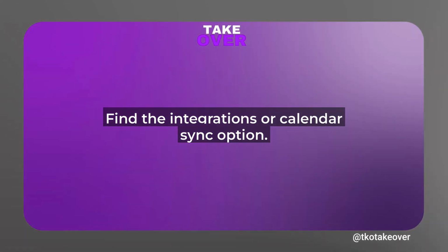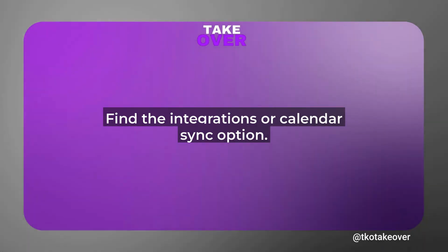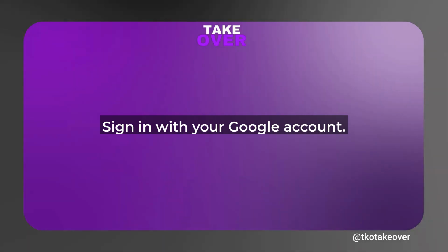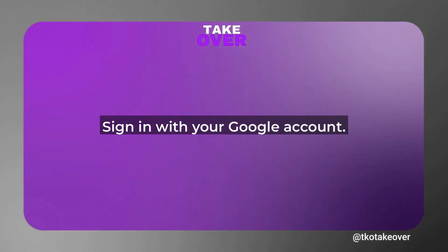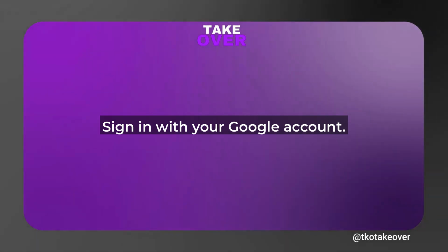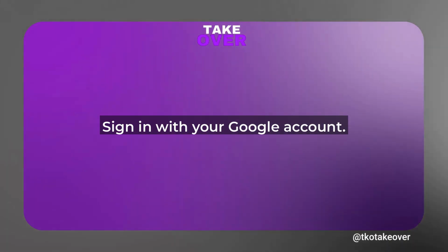Next, select Google Calendar from the list of available integrations. You'll be prompted to sign in with your Google account. Go ahead and do that, making sure to grant the necessary permissions for Teamsnap to access your calendar. Don't worry, it's secure. Now, choose which calendars you want to sync. Teamsnap might let you pick specific ones, like your main schedule or just events for a particular team.